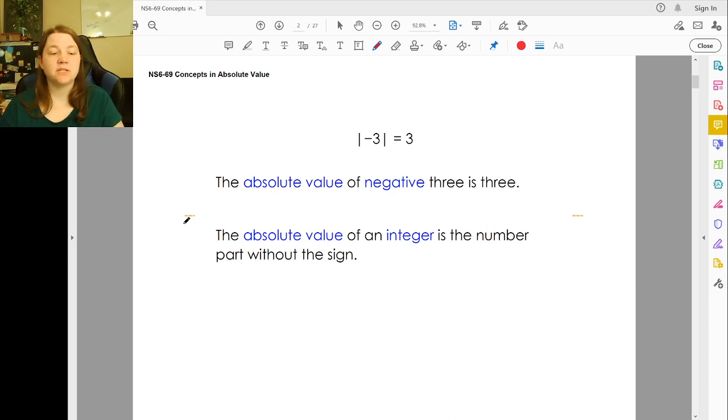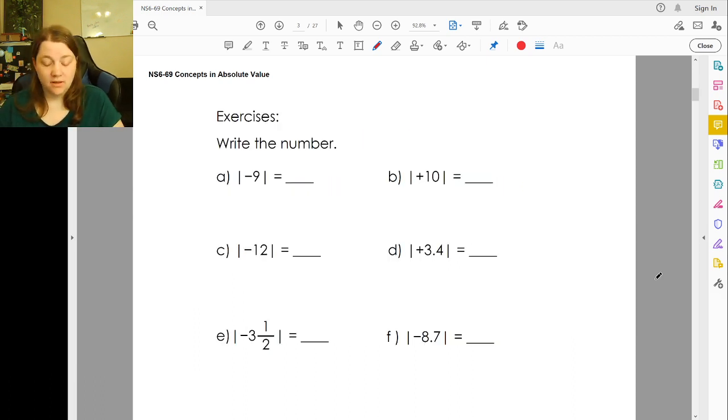So the absolute value symbols are these straight up and down lines. That's all it is. It's straight lines like parentheses, but they're straight up and down surrounding a number. The absolute value of an integer is the number part without the sign. So absolute value says just the number, not the sign.